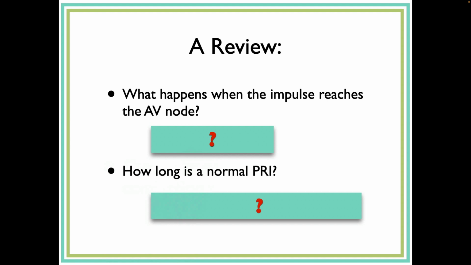So Spencer, what happens when the impulse reaches the AV node in a regular situation? There's a slight delay. Absolutely. So it's delayed. And Riley, how long is a normal PR interval? I have small X's. And exactly. And if I said, first of all, that's a correct answer. If I said, what does that translate into seconds? What would you say? 0.12 to 0.20. Correct. Yeah, that's good.